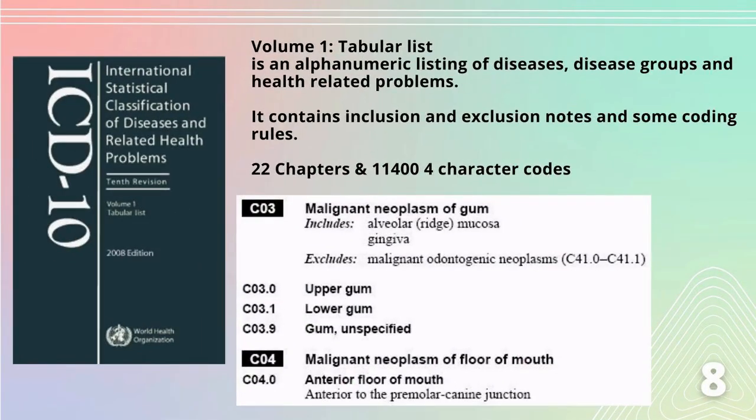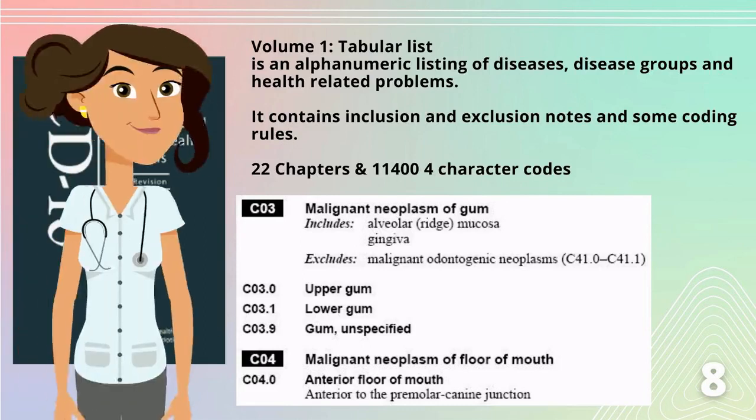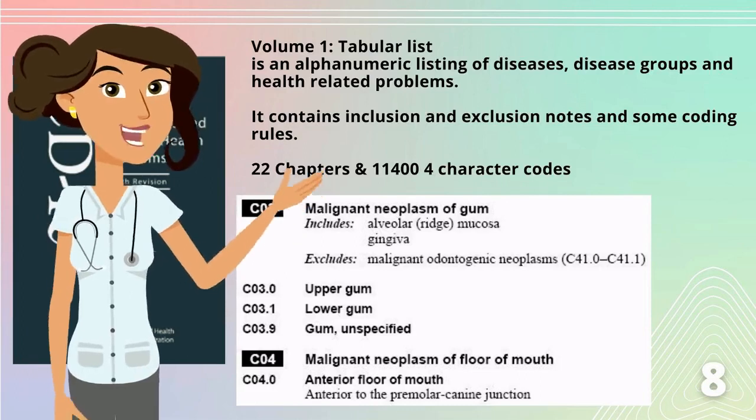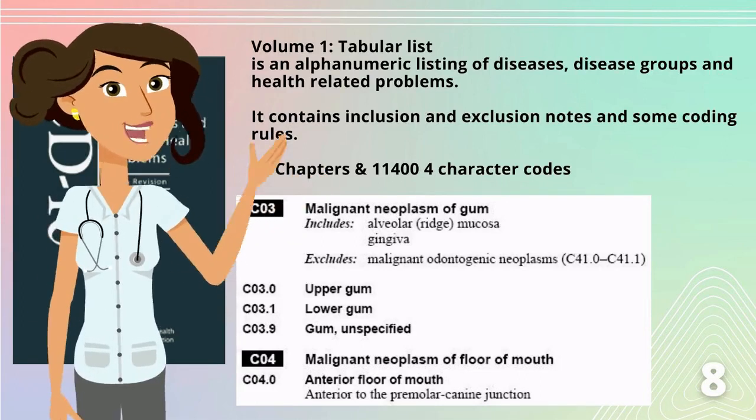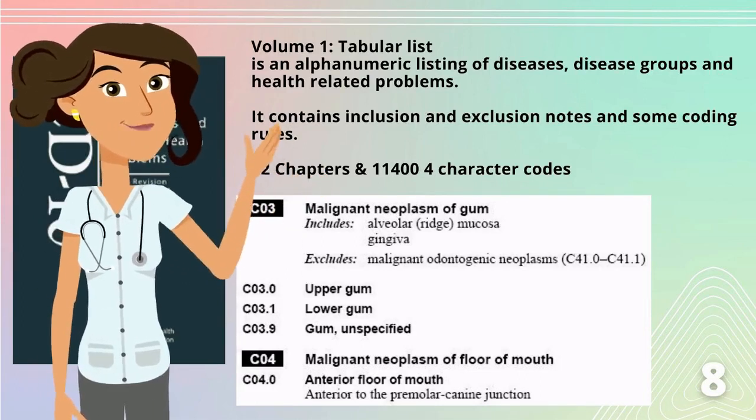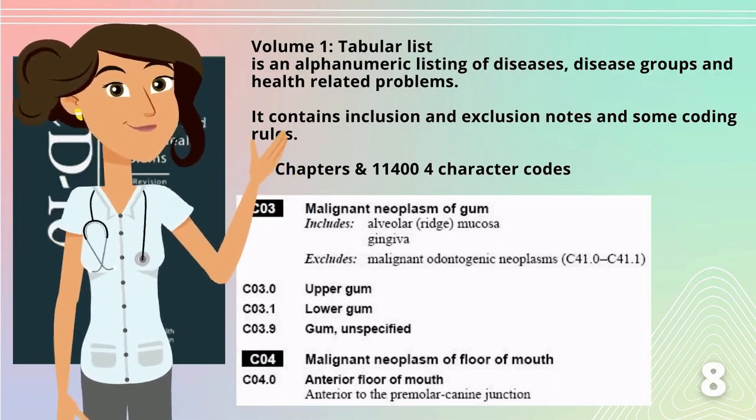Volume 1, or the tabular list, is an alphanumeric listing of diseases, disease groups, and health-related problems. It contains inclusion and exclusion notes and some coding rules. It has 22 chapters and 11,404 character codes.